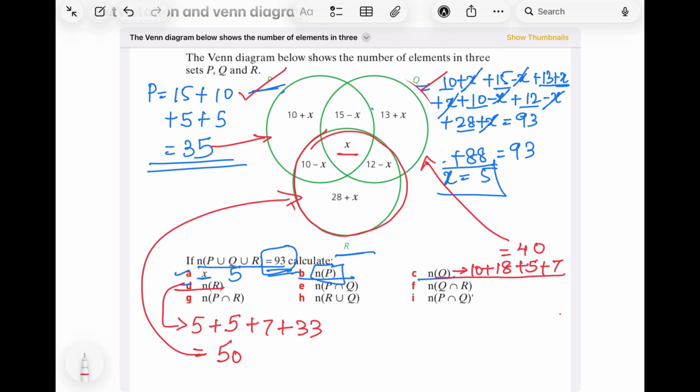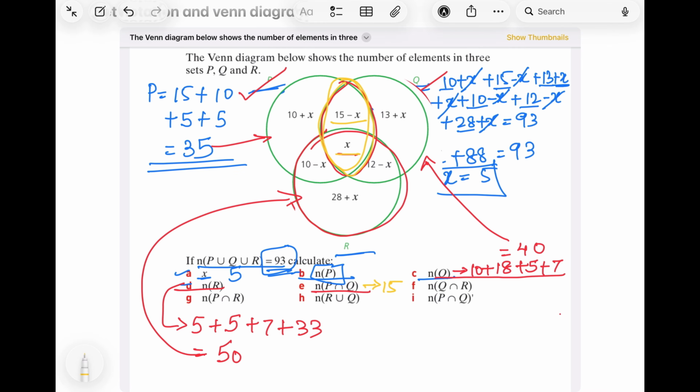Now what are they asking? P intersection Q. That means what is P and Q? So P intersection Q is this part, right? We'll use a different color to show that. So intersection we are showing with yellow. So this is P intersection Q. So this is 15 minus X and X. 15 minus X is 10. 10 plus 5 again, it's 15. So the answer for this is 15.